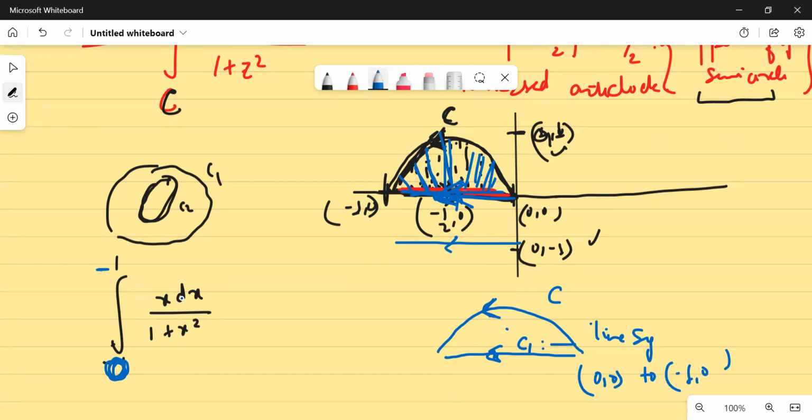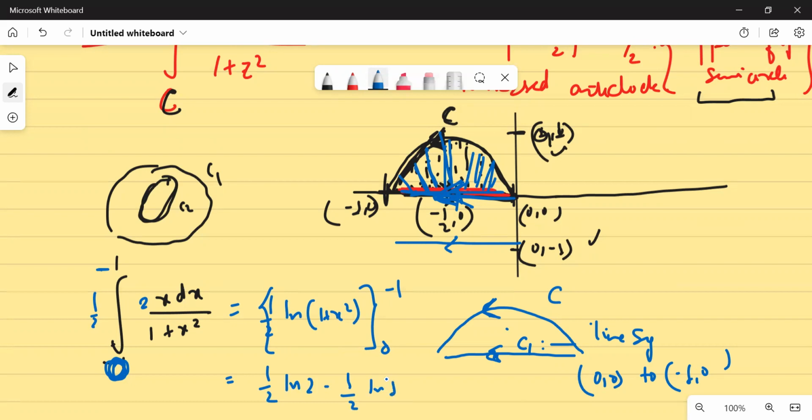On the x-axis, your z you can write as x, and simply multiply by 2 here, so it will give you 1/2 ln of 1 plus x square from 0 to -1. So you will get the answer as 1/2 ln 2 minus 1/2 ln 1. ln 1 is 0, so don't worry about it. So the answer is 1/2 ln 2.